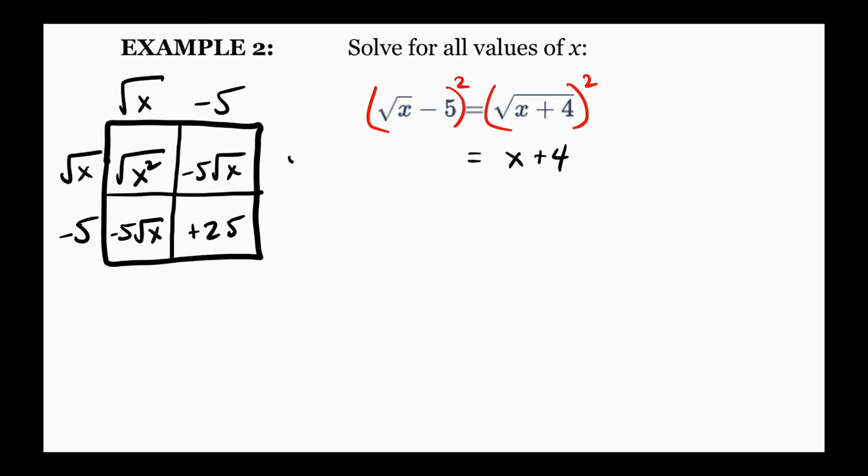So now I have square root of x squared. These two are like terms here. These two right here are like terms. So I add the coefficient, I should say. So -5 plus -5 makes -10 square root x plus 25.